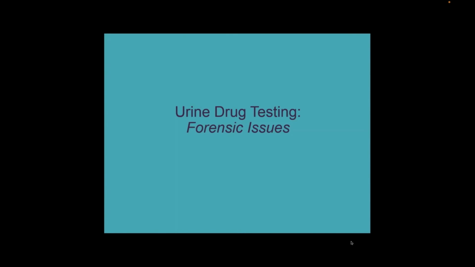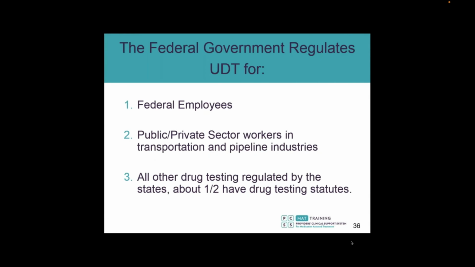A few words about forensic issues, which only some of you will be involved with, but it is important to understand. The federal government regulates urine drug testing for just a select group of people: federal employees, and then public and private sector employees that work in the transportation and pipeline industries. And then finally, all other drug testing is regulated by the state. Only about half have specific drug testing statutes. I should also point out that an employer, in terms of short-term disability or long-term disability plans or workers' comp, can also attempt to define requirements for urine drug testing as well.